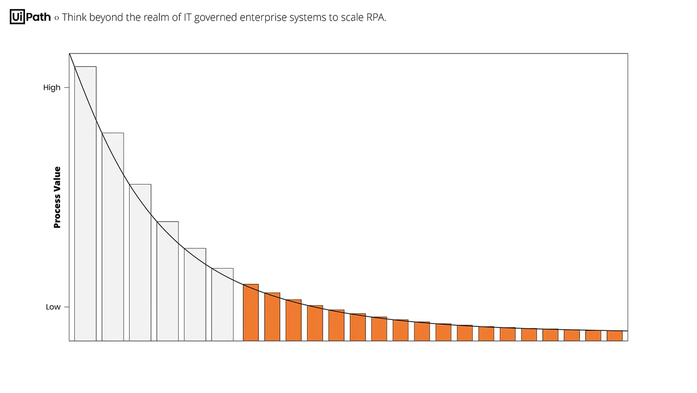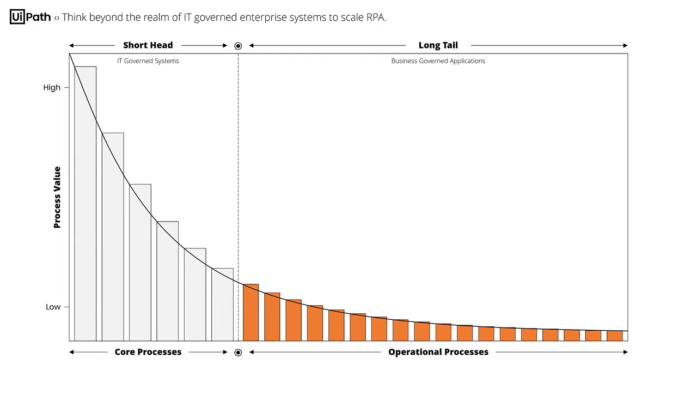And this pattern, as you can see, can be subdivided into two parts. On the left-hand side, we find the so-called shorthead. And this regime is mainly, but not exclusively, dominated by so-called IT-governed systems. So here we typically find ERP and CRM systems such as SAP, ServiceNow, and Salesforce, for example. On the right-hand side, we have the so-called long tail. And this regime is mainly, but again, not exclusively, dominated by so-called business-governed applications, such as Outlook, Excel, or Word.